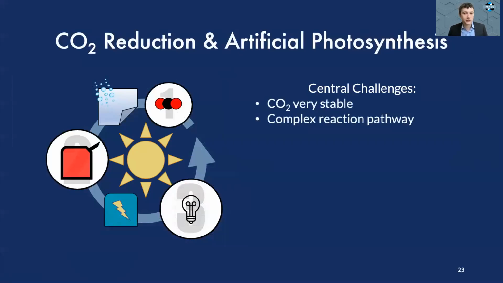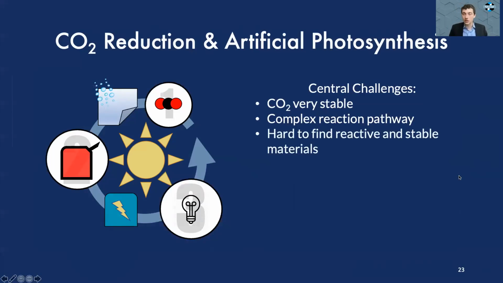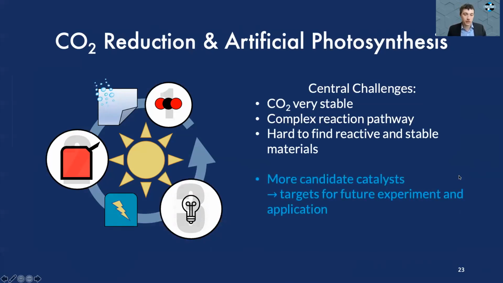The reaction pathway is very complicated, and there are many points of failure where a material can no longer facilitate the full pathway of interest. And it's hard to find materials that walk the line of stability under reaction conditions while being reactive enough to actually facilitate the thing we care about. So nobody's found a silver bullet material yet. But if you can discover new catalyst candidates, then you might have more that we can try experimentally.